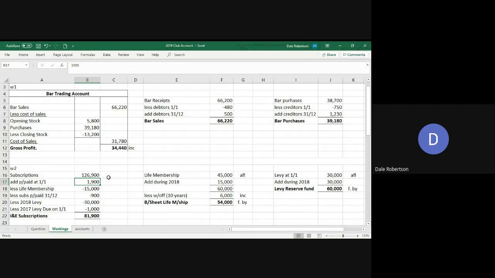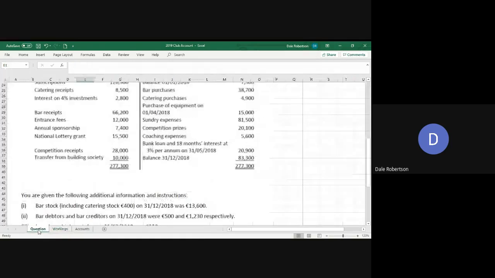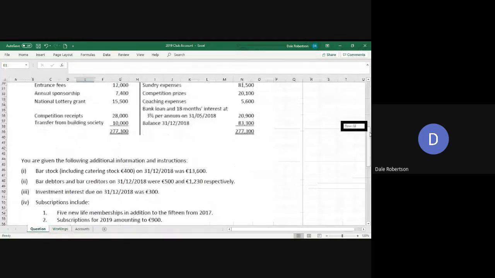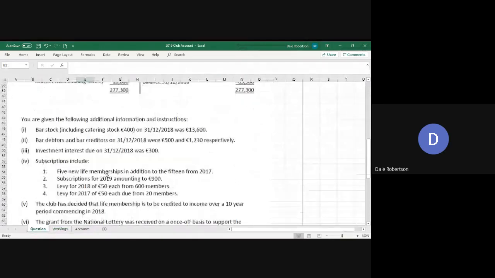But then I want to draw your attention in the question to note number 4 here, where it says subscriptions include the following things: life memberships, subscriptions for next year, a levy for this year, and a levy for last year. None of those things are actually subscriptions, and therefore they should all be removed to get the correct subscriptions number. So the first thing we need to do is subtract our life memberships.